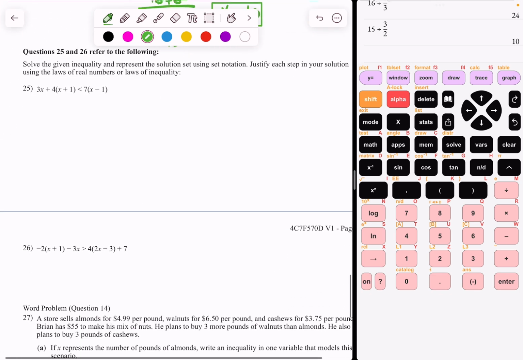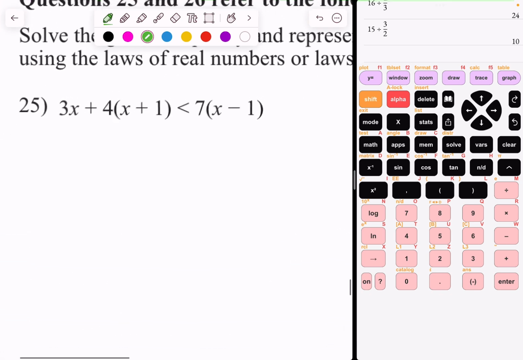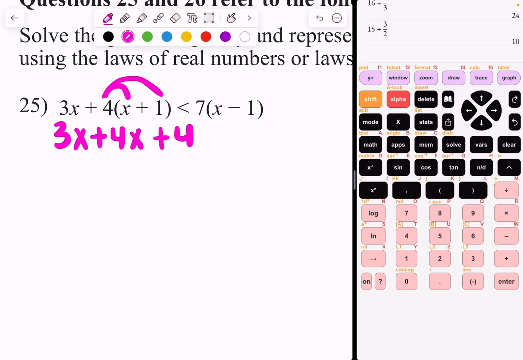All right, 25 is another inequality, just a longer one. Let's do this one. Leave the 3x alone. 4 times x is 4x. 4 times 1 is 4. Now let's combine like terms. 3x plus 4x is 7x. Plus 4 is less than.